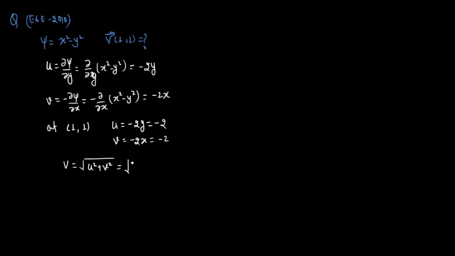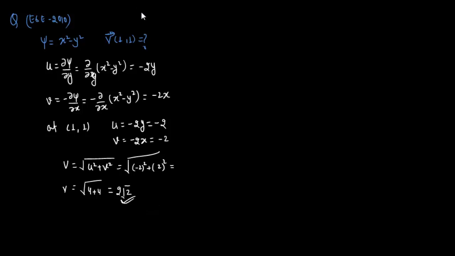Okay, so this is the whole root of (minus 2) square plus (minus 2) square. So this is simply equal to 4 plus 4, and by solving this one, we can write this is equal to 2 root 2. So this is the answer of this one. You can see here the problems are very easy in the IES examination over the stream function and potential function.